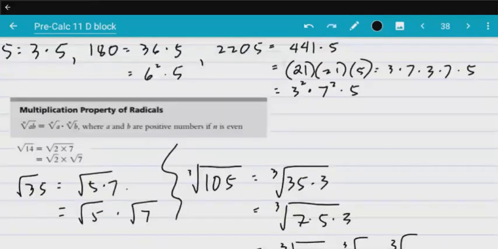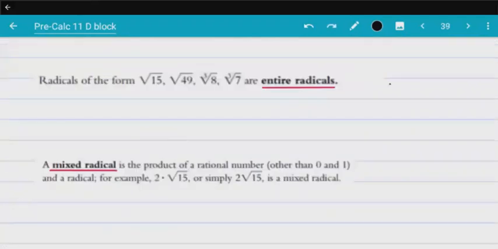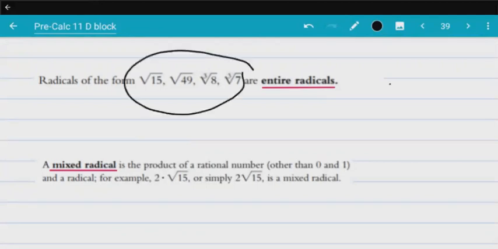Let's take a look at the next one. Well, there are two radicals that we are going to look at in this section. One is called entire radicals. If you take a look at this, what do you notice? They all have the radical symbol. The first two have square roots, the next two are cube roots, and they all have radicands, which are the numbers inside, but there's nothing outside of the radical symbol.